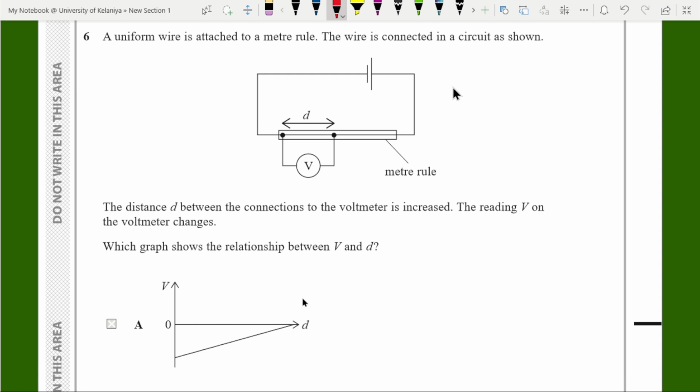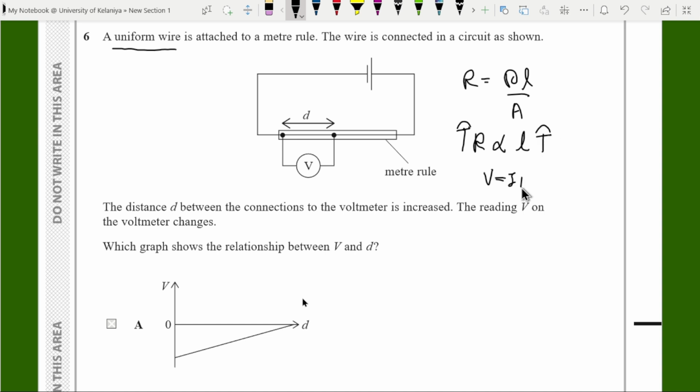I hope you remember this equation: resistance equals resistivity rho L over A. In this case, they have mentioned a uniform wire, which means we don't need to worry about the resistivity and the cross-sectional area because they are uniform. So the resistance will change according to the length, and they are directly proportional to each other. So what will happen to the voltage? Because we know V equals IR. If we increase L, then R increases, and according to V equals IR, V is also directly proportional to R. So R is increasing, then V also increases.